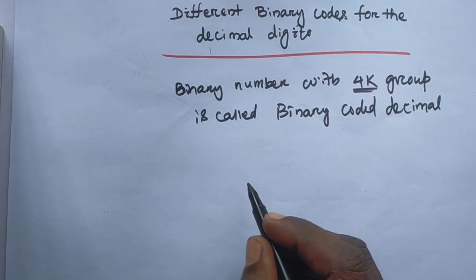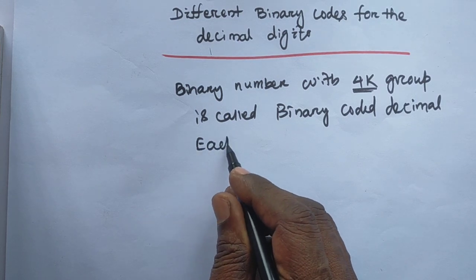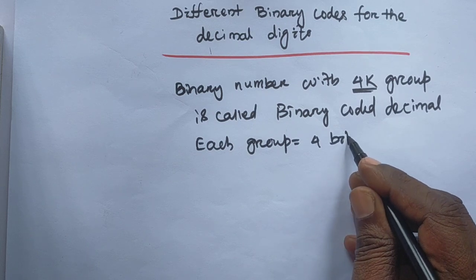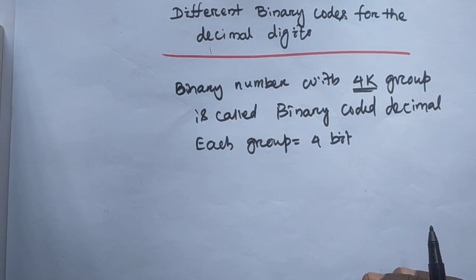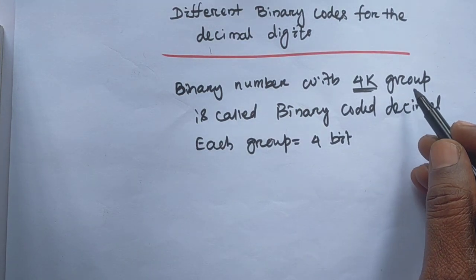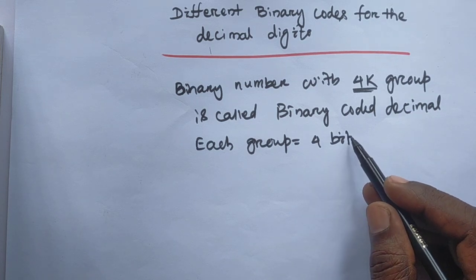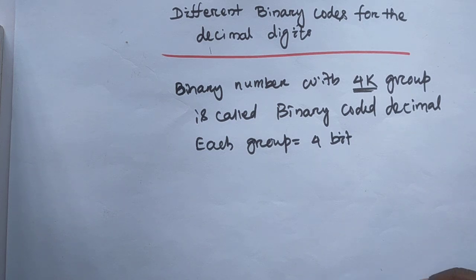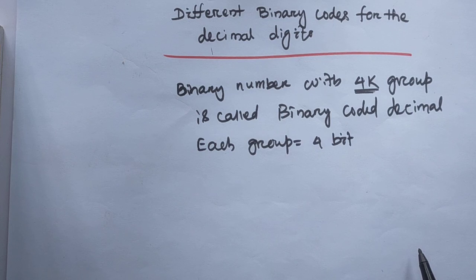Each group has 4 bits, and we can create k number of groups. Suppose 4k groups: each group having 4 bits and k number of groups. When a number is analyzed from binary numbers this way, we call it a binary coded decimal. We can take some examples to define binary coded decimal numbers very simply.